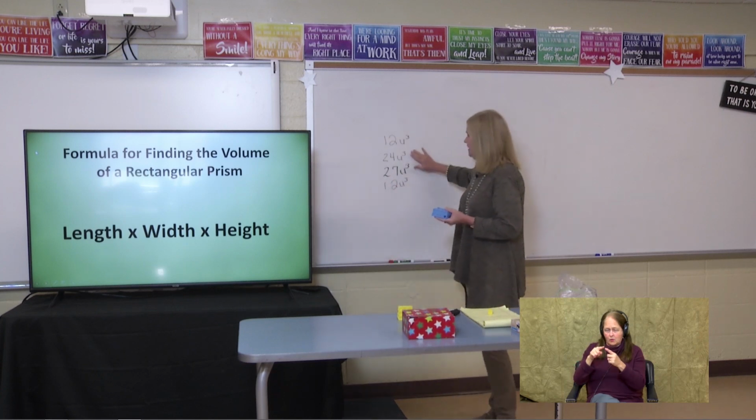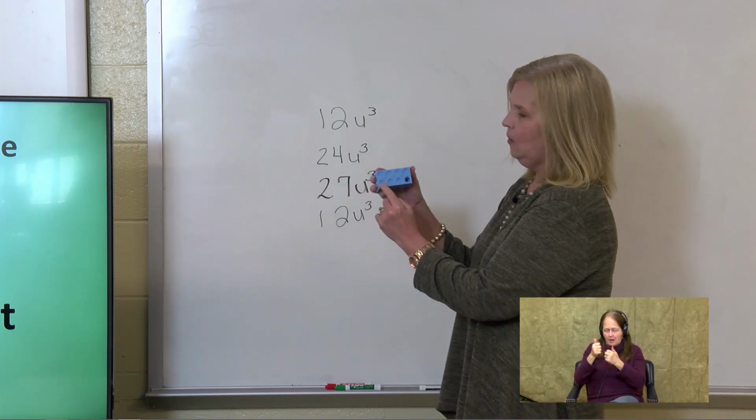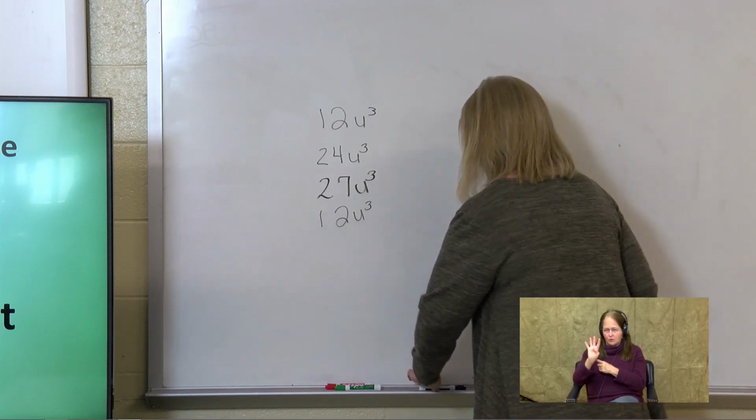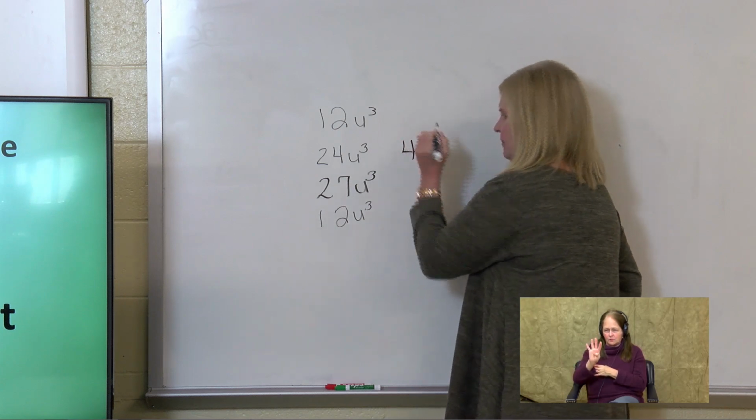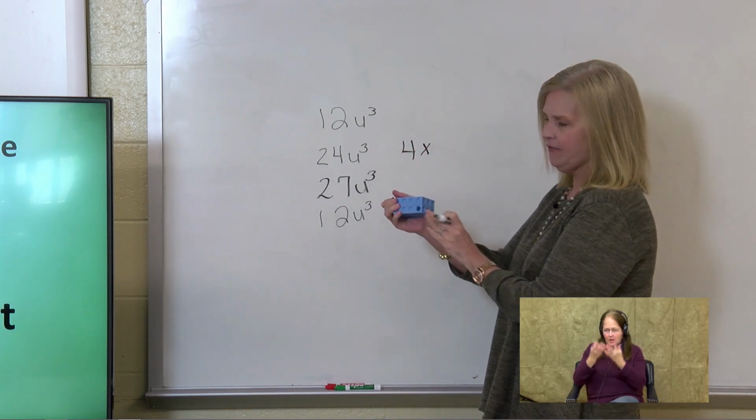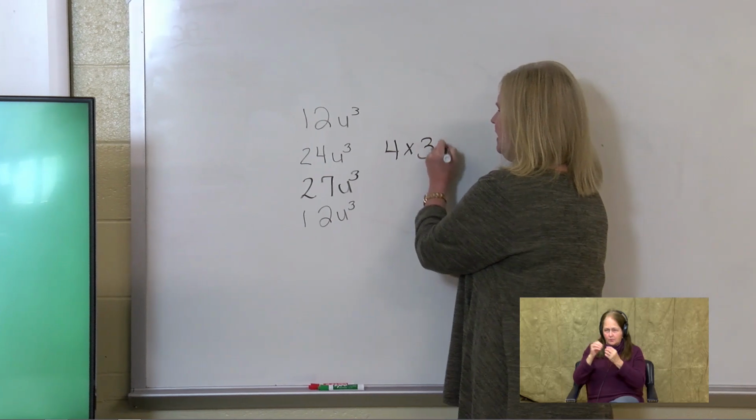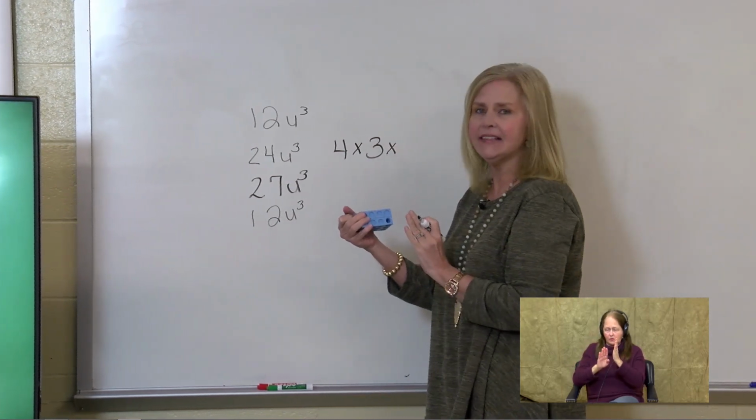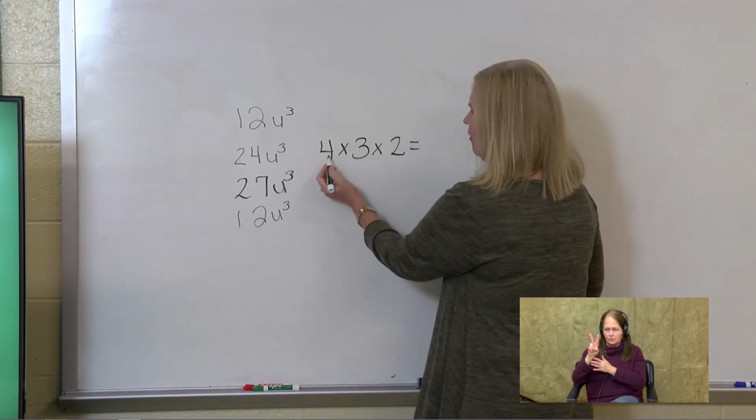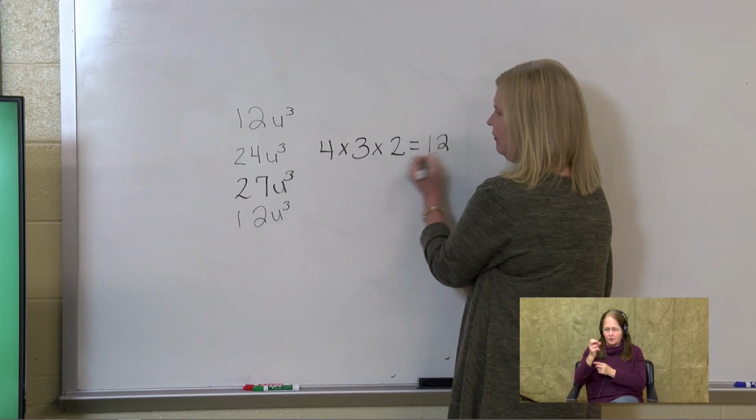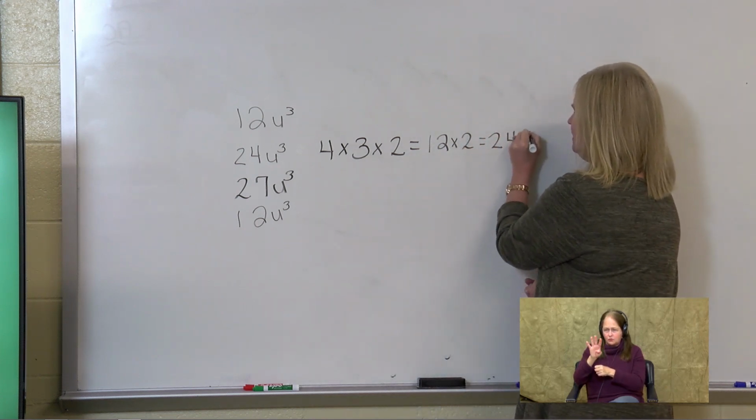Let's go back to this one. We had 24. How many do we have across for the length? 1, 2, 3, 4. So let's put a 4 up here for the length. And let's put a multiplication symbol. How many do we have for the width? 1, 2, 3. So let's put a 3 here. And how tall is it? The height is always how tall it is. 1, 2. So 4 times 3 is 12, and then you do that times 2, and you get 24 units cubed.